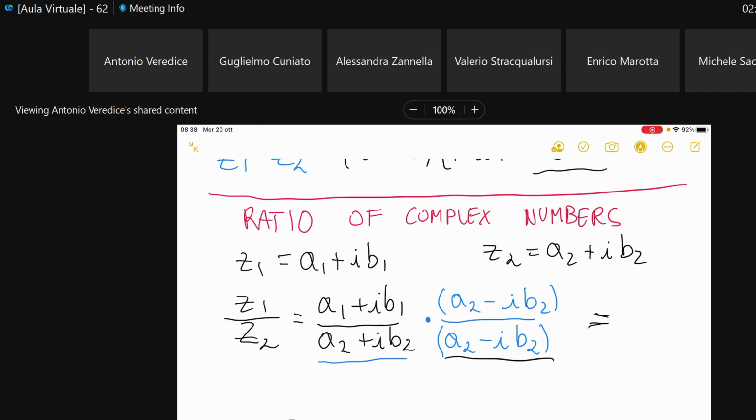And what about the numerator? The numerator is simply a product, as before. So A1 A2, plus i minus i, B1 B2, it is negative i squared, so plus, plus B1 B2.